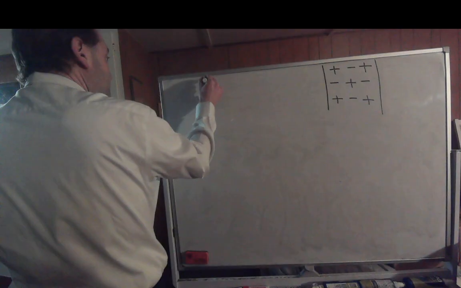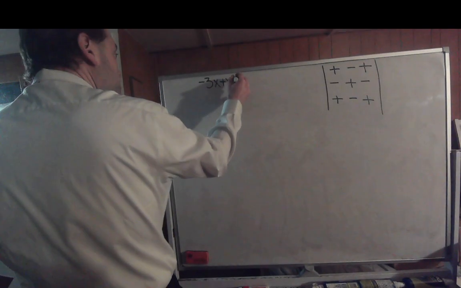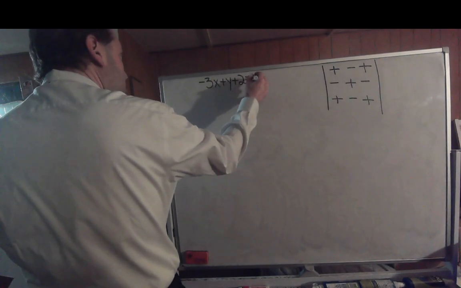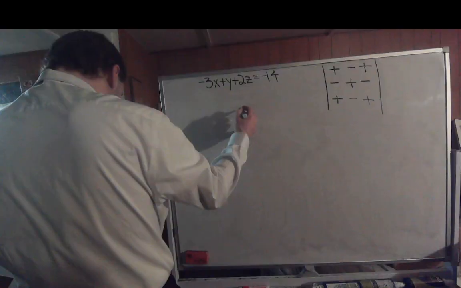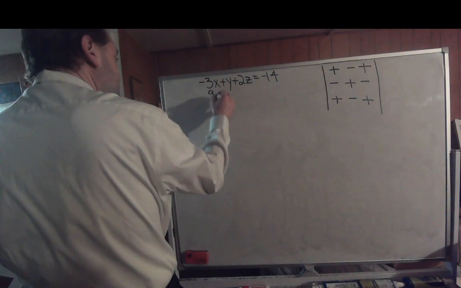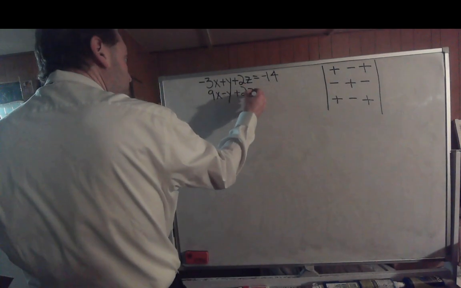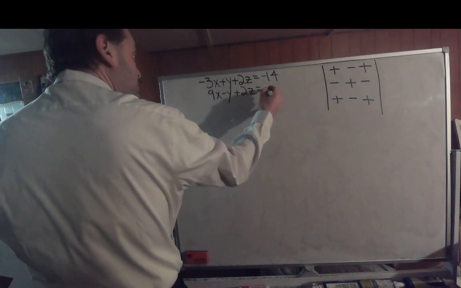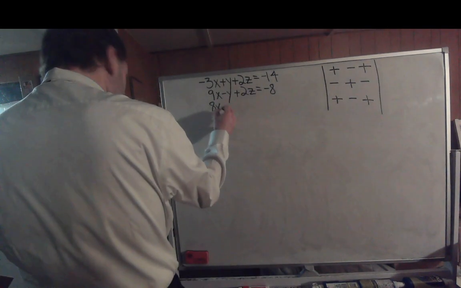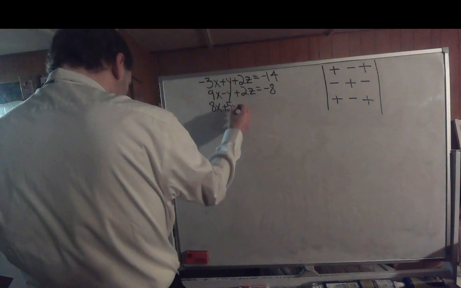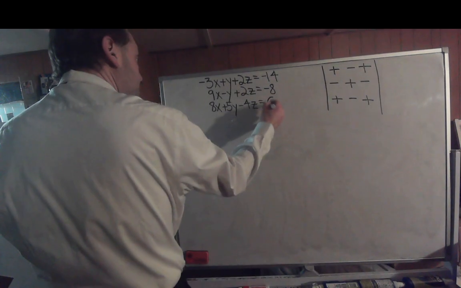So we have -3x plus y plus 2z is going to be equal to -14. We have 9x minus y plus 2z is going to be equal to -8. And then 8x plus 5y minus 4z is equal to 6.